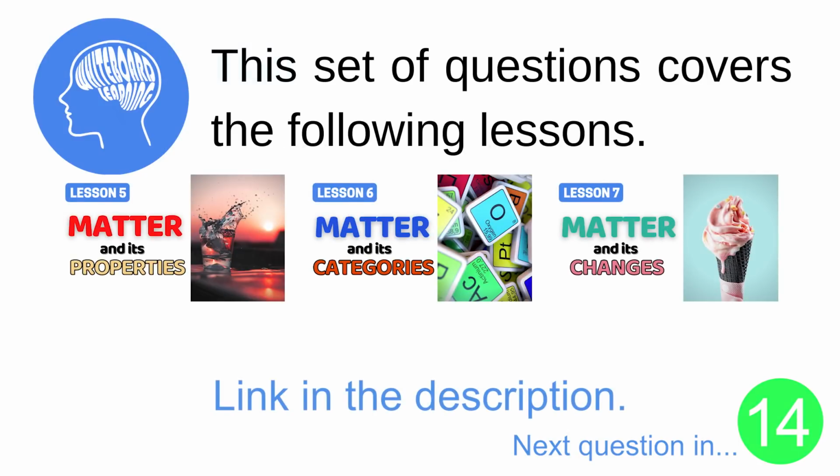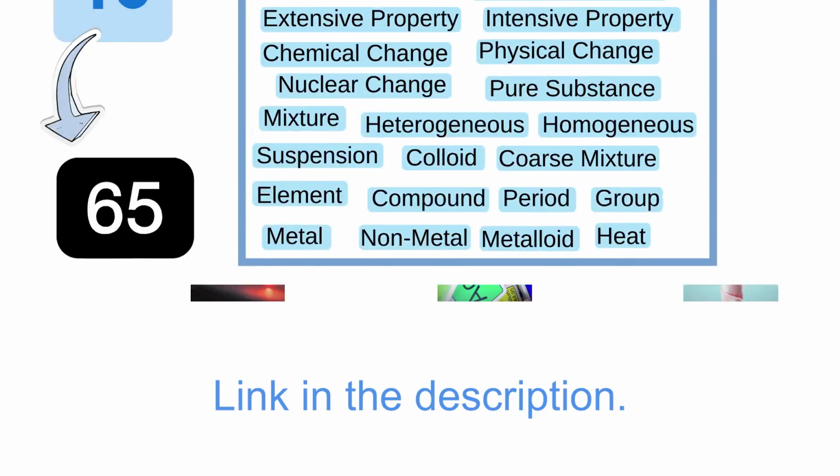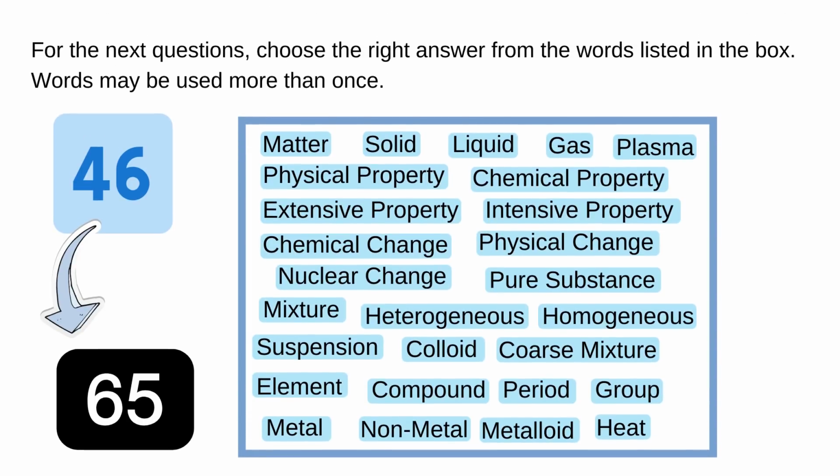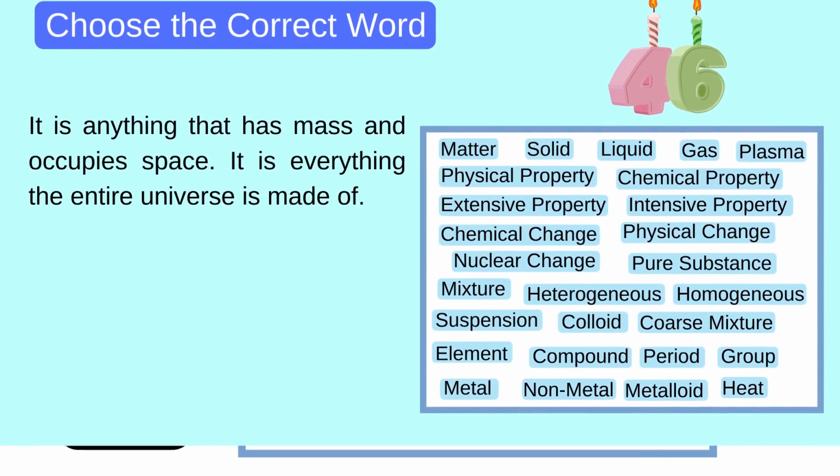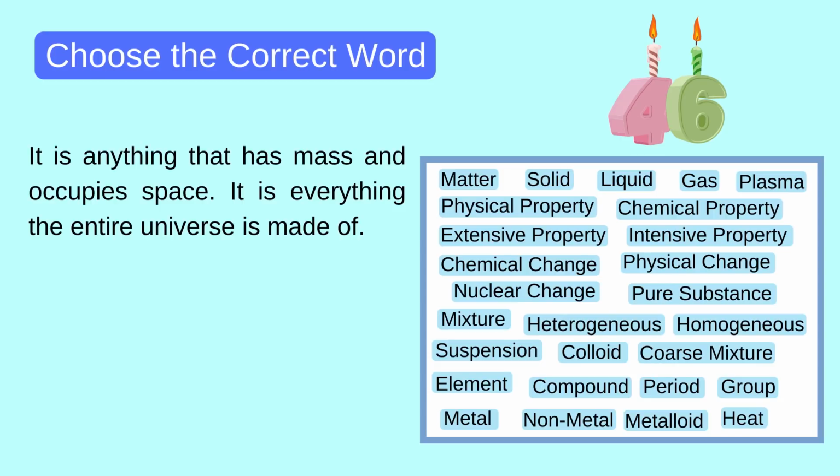This set of questions covers the following lessons. For the next questions, choose the right answer from the words listed in the box. Words may be used more than once. It is anything that has mass and occupies space. It is everything the entire universe is made of.